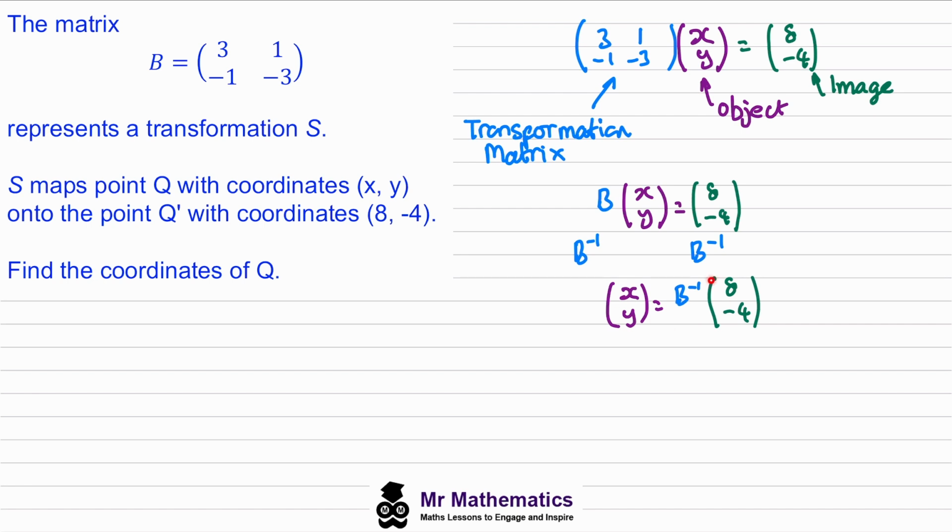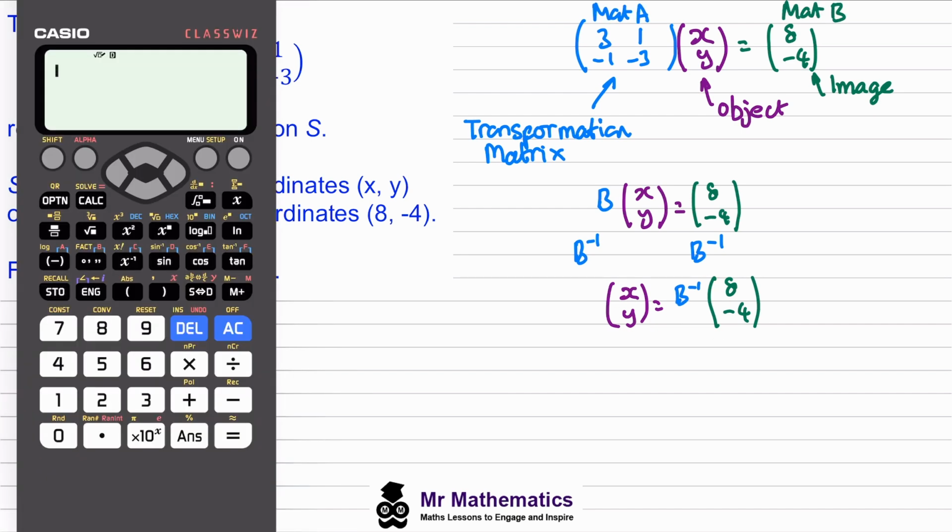And I'm going to work this out on my calculator. We'll choose menu, option 4. We'll define matrix A, which is our 2x2 transformation matrix, with elements 3, 1, -1, and -3. We'll define matrix B, which has 2 rows and 1 column, with elements 8 and -4.